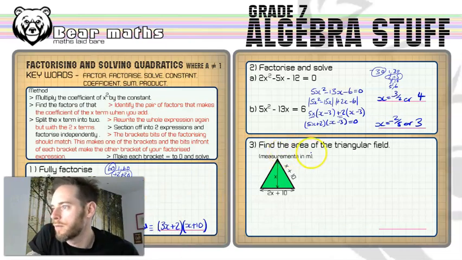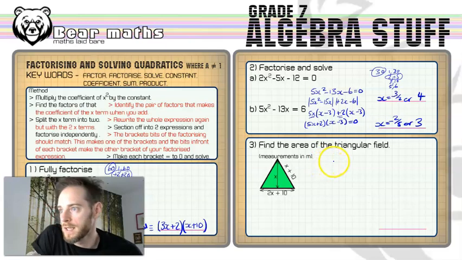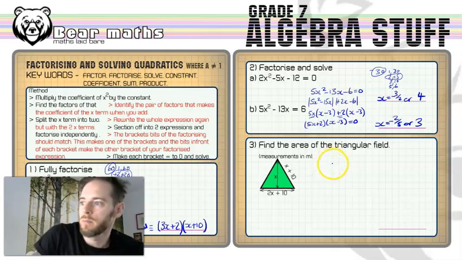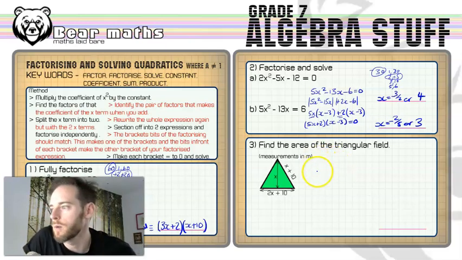Basically, this one's a little bit of a contextual one. We have to find the area of a triangular field. Now this is a bit of a beast. It's a bit of a nasty one, really, because you need to figure out what you need to do to work out the area of a triangle, and you also need to think about Pythagoras here. And we're not just doing normal Pythagoras, we're doing Pythagoras with algebraic expressions. But it's all just maths we've learned so far, apart from the Pythagoras bit.